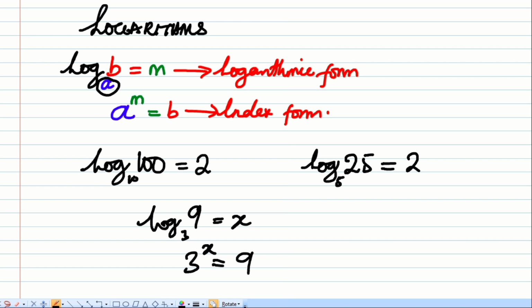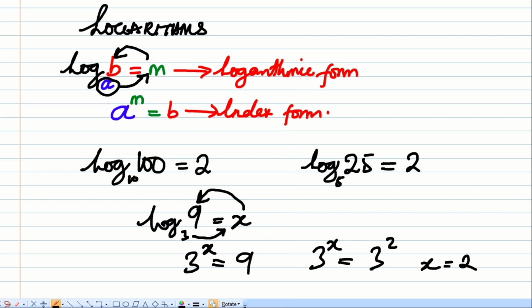Remember, that's what I'm saying. This base here, a, must be raised to this m in order to give b. So you see, that's the way it goes, just like a cycle. The base will be raised to the answer, which is m, to give the question, which is b. So we're saying that 3 must be raised to the power x in order to give 9. You can always change the logarithmic form of any equation to the indices form, and then from here you can put it in the same base. 3 raised to power x is equal to 3 raised to power 2. If the bases are equal, the powers are equal. That means x is equal to 2.